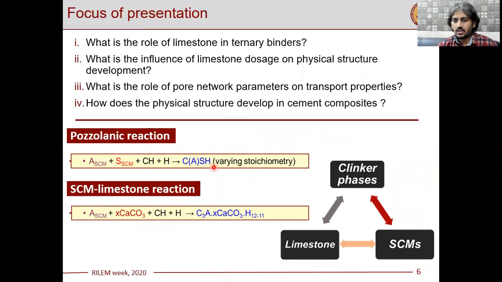Mainly, the discussion would try to argue for the interaction between clinker and SCM by means of pozzolanic reaction, and the interaction between SCM and calcite particles from limestone in terms of carboaluminate formation, and how these two interactions can complement or balance each other in the ternary systems.